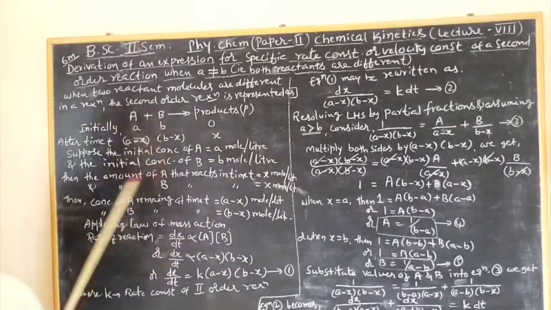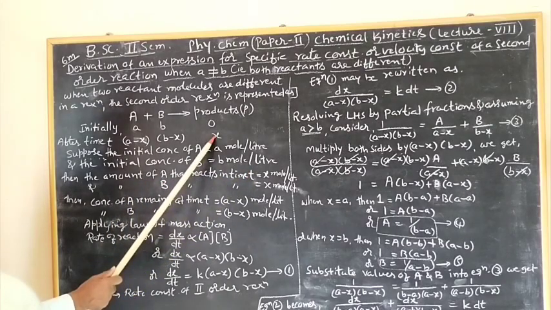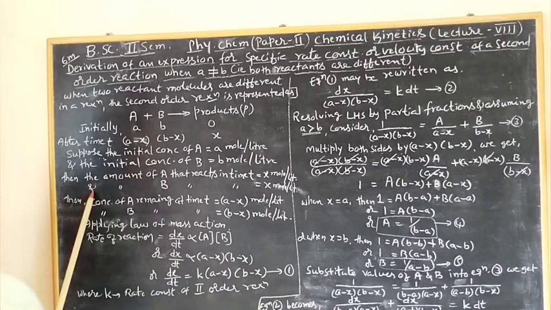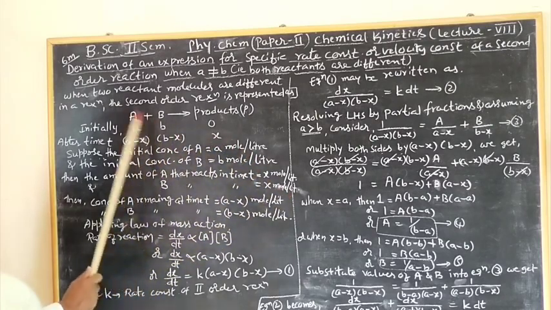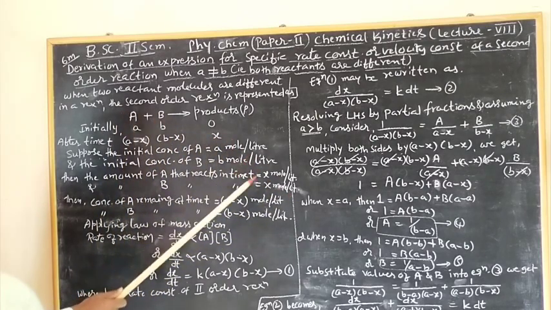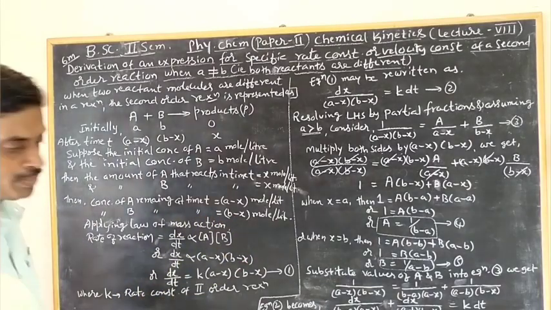Then the amount of A that reacts in time t is X mole per liter, and the amount of B that reacts in time t is also the same, X mole per liter. Then the concentration of A remaining at time t is (a − X) mole per liter. The concentration of B remaining at time t is (b − X) mole per liter.